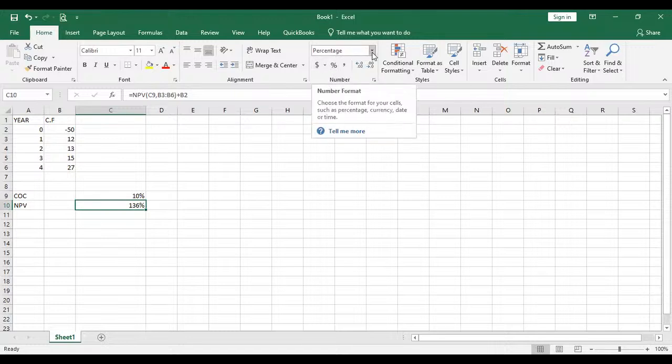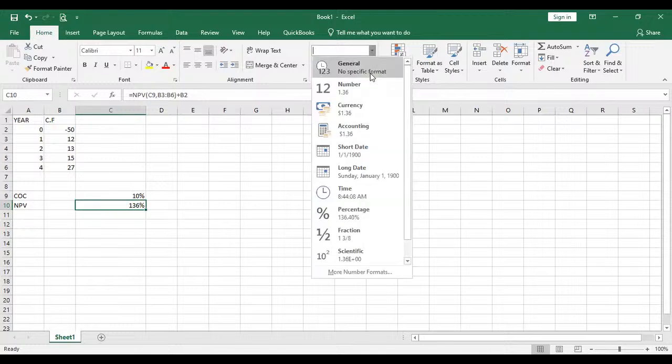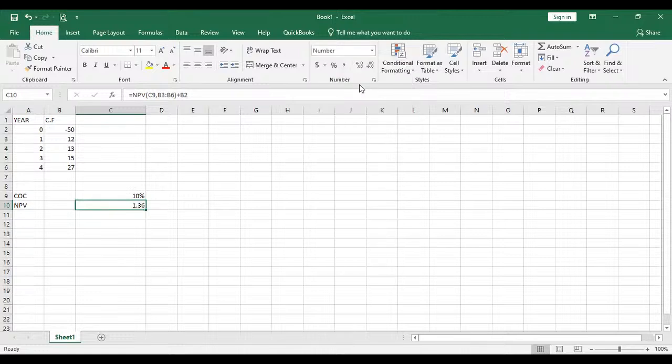Now the drop down menu. And then you say general or number. Say number. Great. You're at home. If you want to know how to increase the decimals, now I can see someone else on the line.